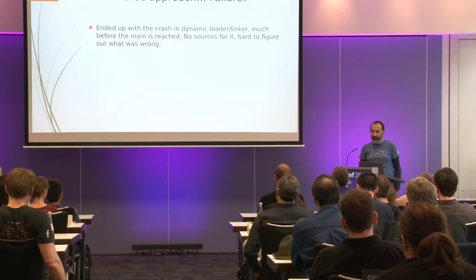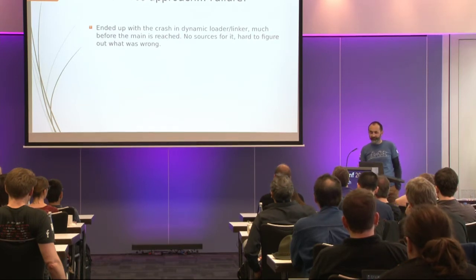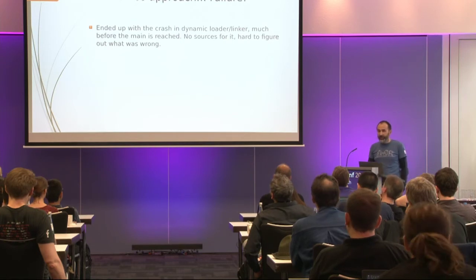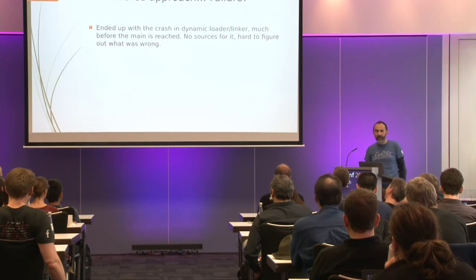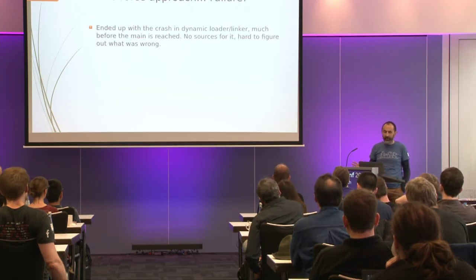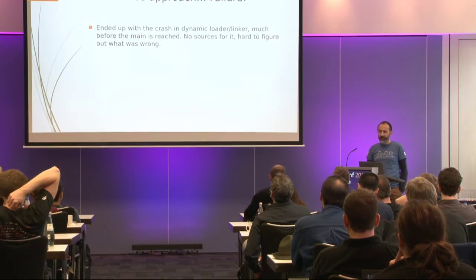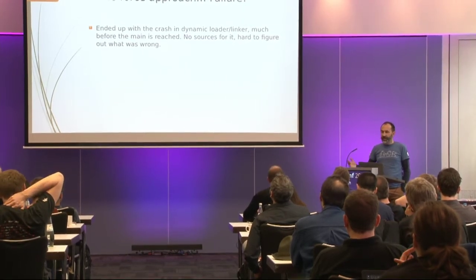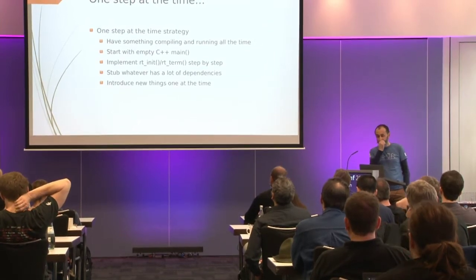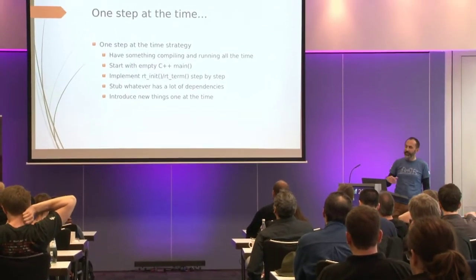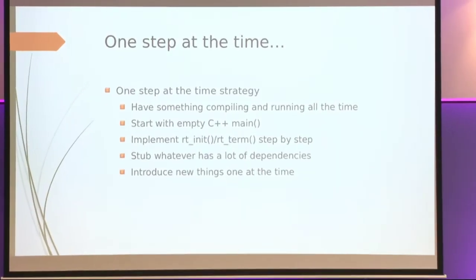And I expected the thing to crash quickly, but not before reaching main. I could barely attach my debugger to find out that the executable actually crashes in dynamic loader linker code, and I had no clue why. I have no sources for that. So I needed to step back and change the strategy. I decided to throw almost everything away that I did until now and start from the beginning.